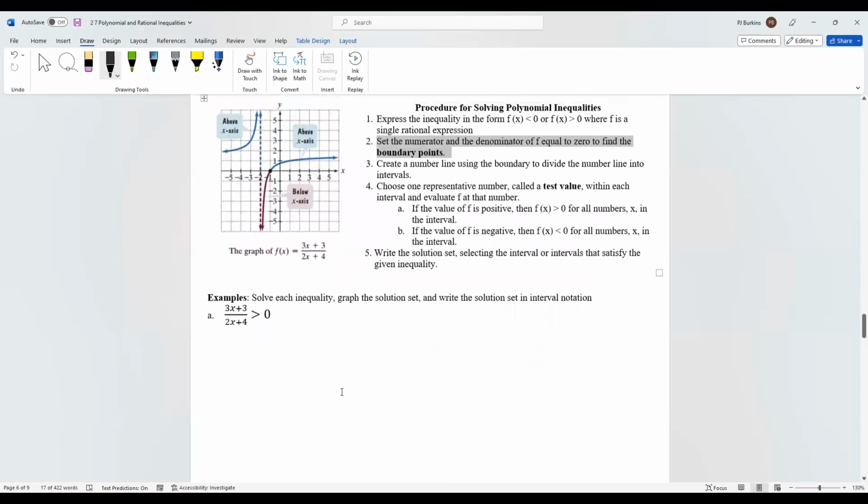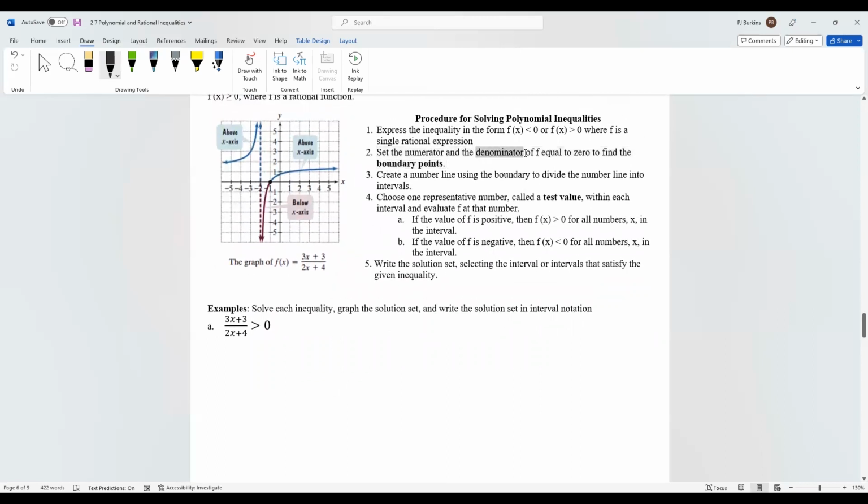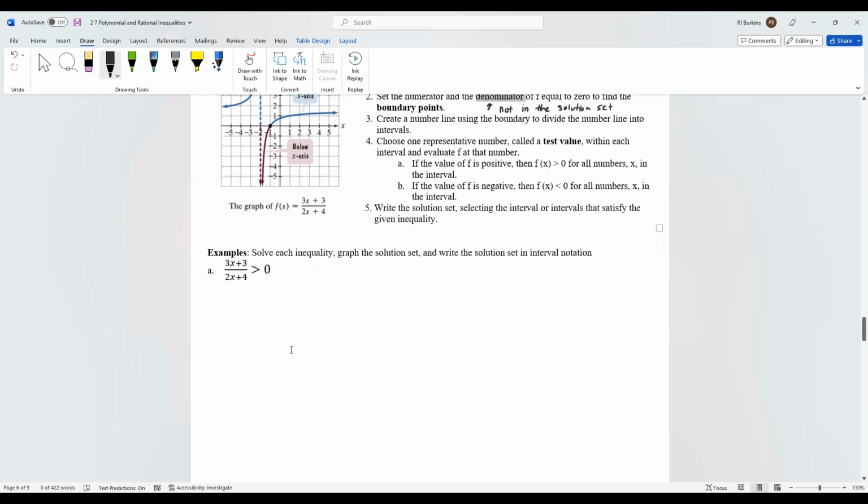Also, one more thing I needed to note, the denominator, right? I said that's where the function's undefined, which means those values are not within the domain of the function. So when we are writing out our solution set, we have to recall that any values that come from the denominator are not in the solution set, which means even if our inequality is less than or equal to or greater than or equal to, at those points we do not include them. Okay, in this problem it's not going to matter, but we may see that here in another example.